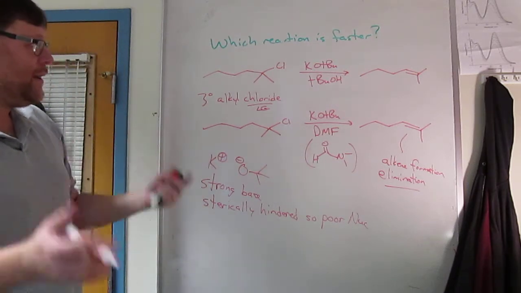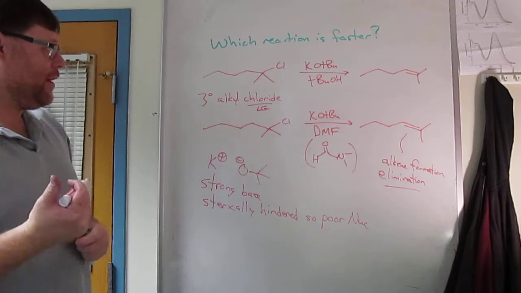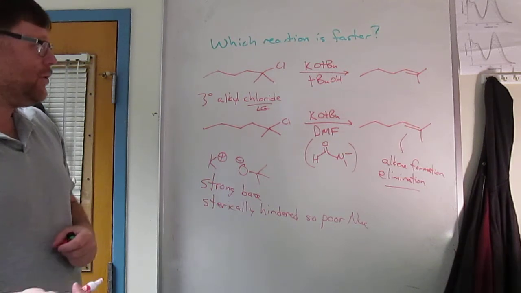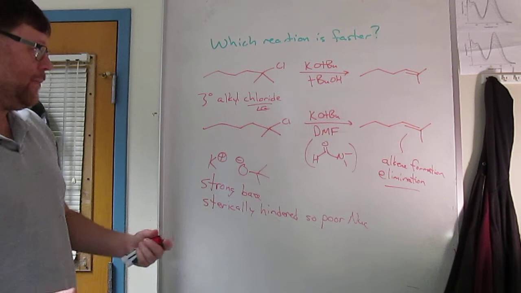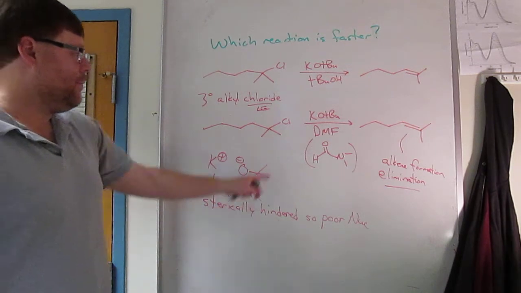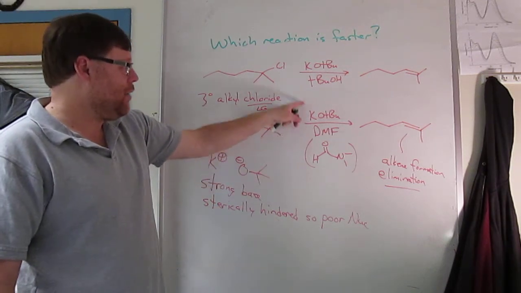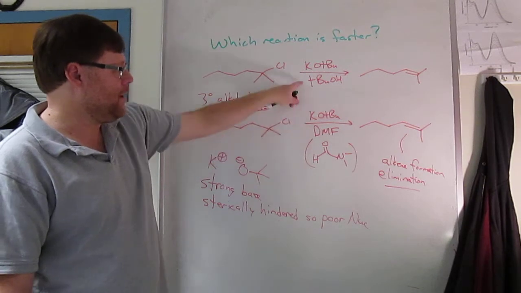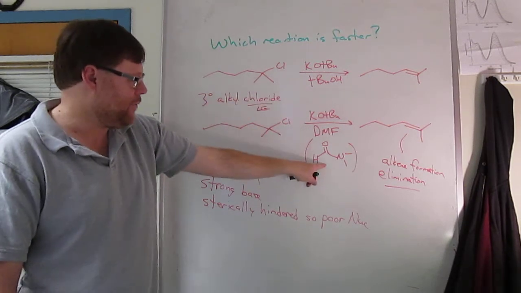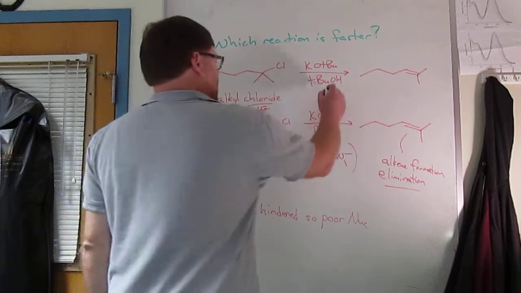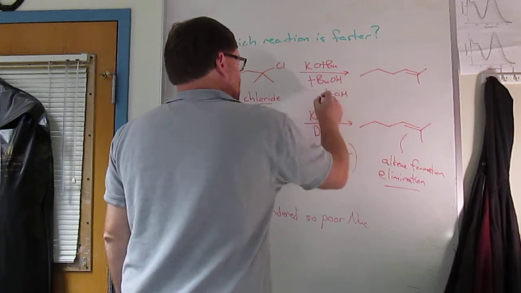So again, anytime you're working these problems, you want to identify what the strongest base is, the best nucleophile, best leaving group, the best electrophilic carbon. So strongest base is potassium T-butoxide. The only difference is in the solvent. All right, T-butanol versus DMF. I've drawn the structure of DMF there. T-butanol is that.